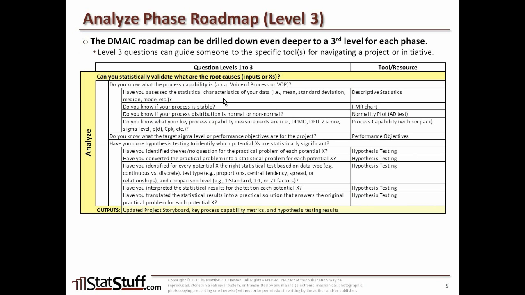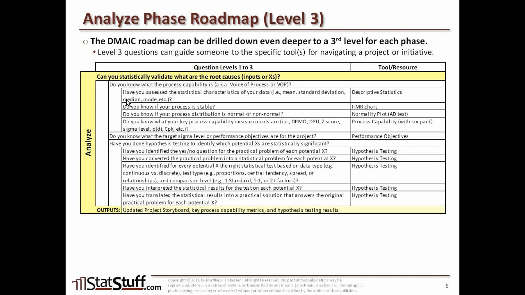So we're going to start off again at the top level, level 1, the same question. Can you statistically validate what the root causes are, or what those inputs or x's are, like we would usually try to identify and validate for the transfer function? And then within there, we want to ask ourselves again these level 2 questions. We're going to start off with this first level 2 question. Do you know what the process capability is? That is also known as the voice of the process, or VOP. Well, in order to really answer that, we need to ask ourselves these next sub questions in here at the level 3.